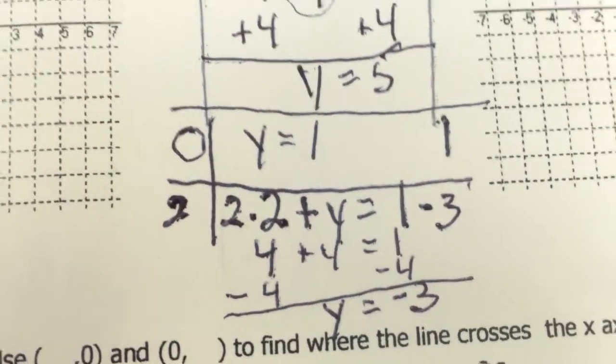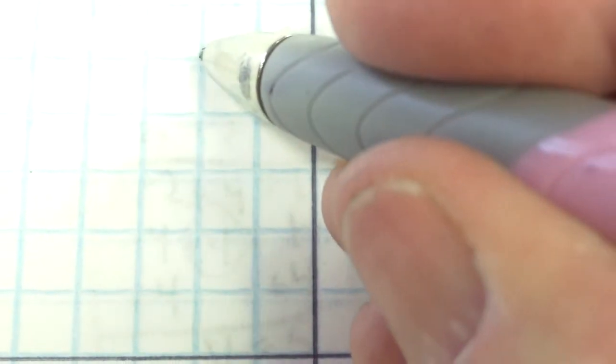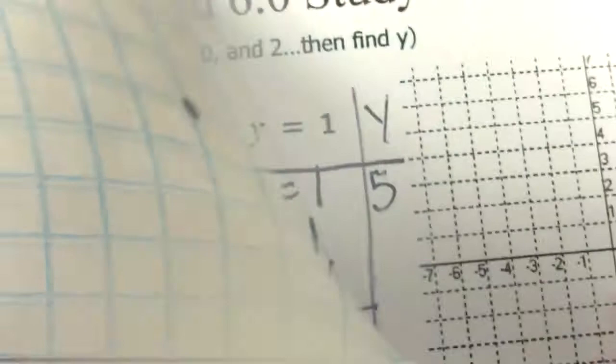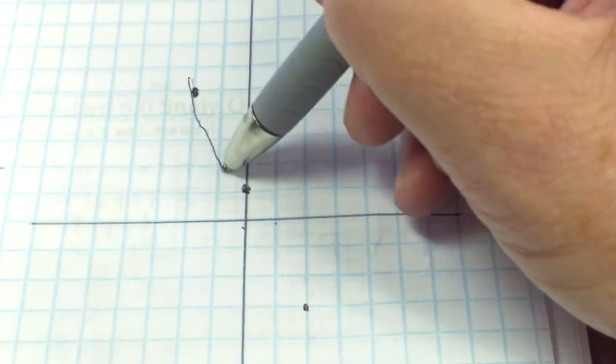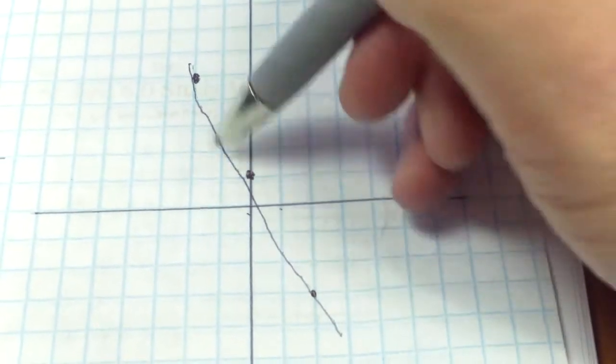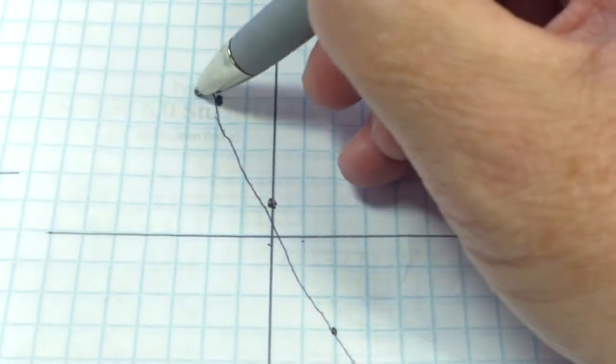So I have these 3 points. I have negative 2, 5, negative 2, 1, 2, 3, 4, 5. I have 0, 1, and 2, negative 3. 0, 1, and 2, negative 1, 2, 3. Looks to me like that's another straight line. I'm going to freehand it. Oh, that was terrible, Leffler. But you can see that it is a straight line.